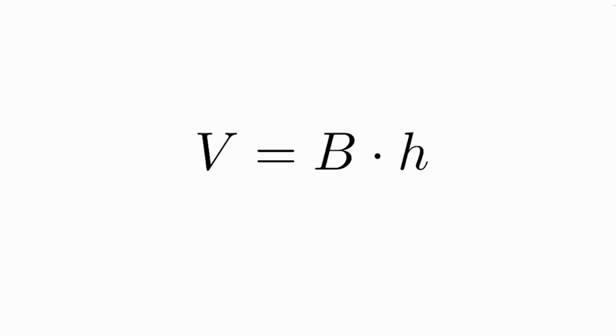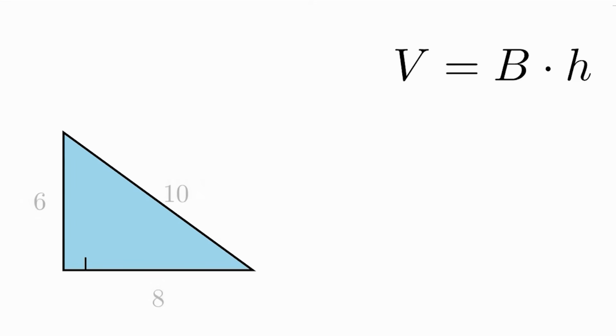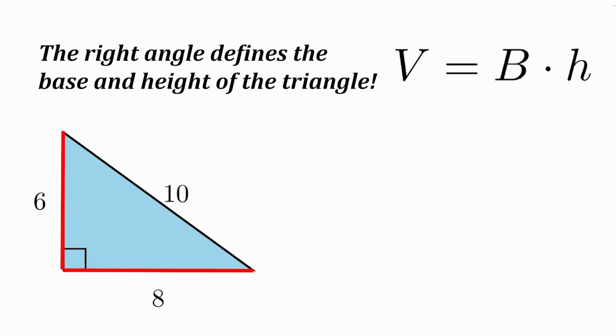Now, before we build the prism, let's start with just the triangular base. Take a look at the triangle on the screen. This is a right triangle with side lengths 6, 8, and 10. To find the area of this triangle, we use the two sides that form the right angle. Those sides are 6 and 8. And here's a very important idea. Those two sides can always be used as the base and the height of the triangle. The right angle guarantees it.